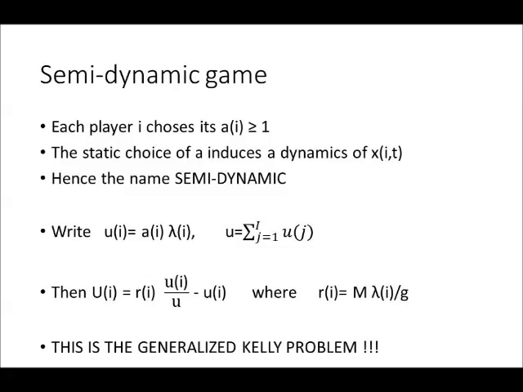Now we already saw such games in this tutorial. It was the generalized Kelly problem simply. So we can view ui as a bid which we pay for, and our utility is proportional to the share that we get.